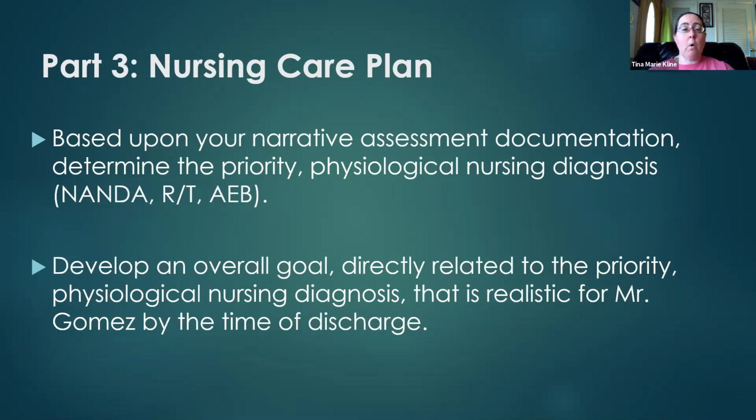You want to write your goal, and your time frame should be discharge, because typically that's what we do in acute care. Your time frame is going to be discharge. So it has to be realistic for Mr. Gomez. What should he be able to achieve by the time of discharge for whatever priority physiological nursing diagnosis you selected?